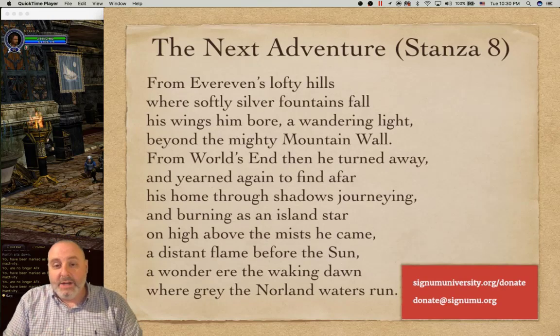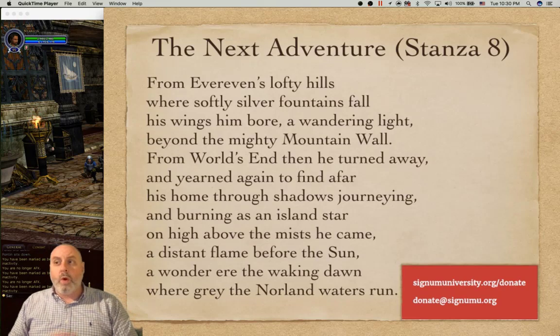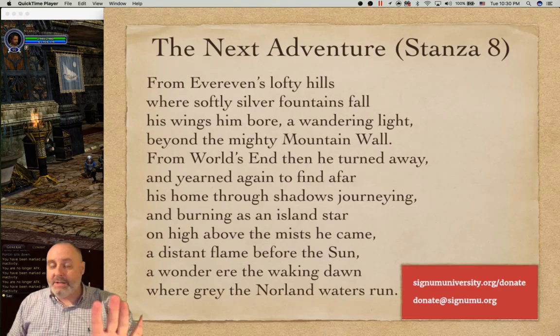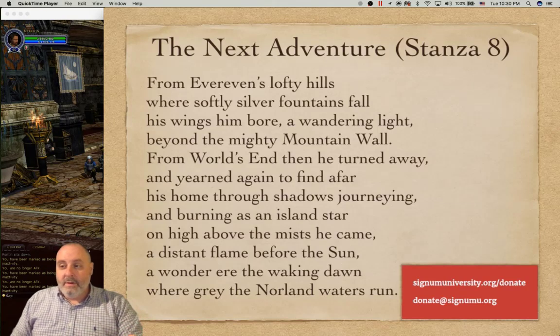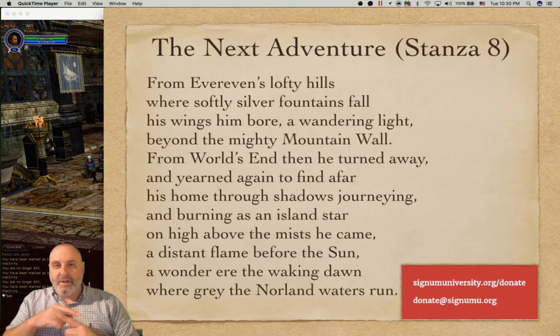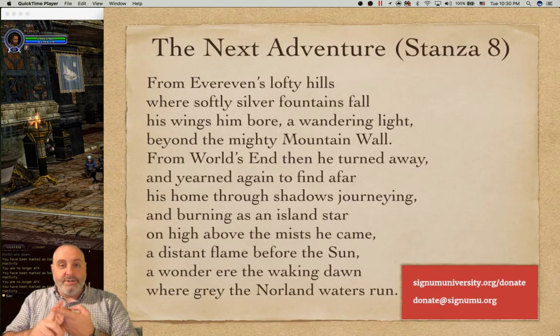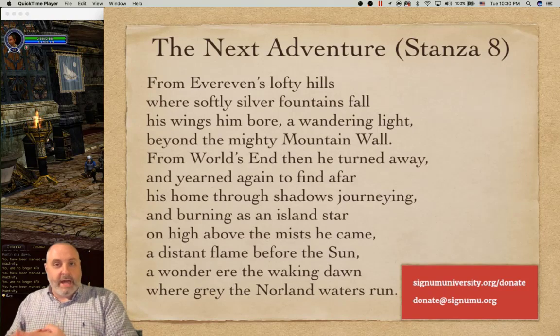In fact, not only do we get he turned, but notice what else we get. We get a bunch of verbs. What are the verbs here? The main verbs, not subordinate clause verbs. Right? What are the main verbs? From world's end, then he turned away. So he turned away from world's end. Then. Those are all adverbs talking about his turning. And yearned again to find afar. Compound verb. He turned. He yearned. Yearned again to find afar his home through shadows journeying.